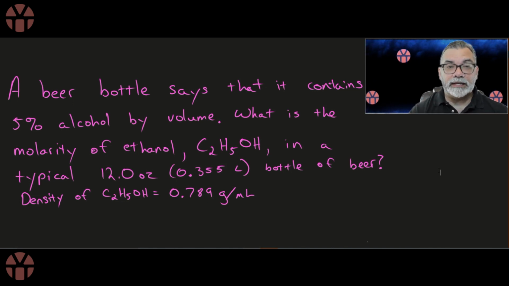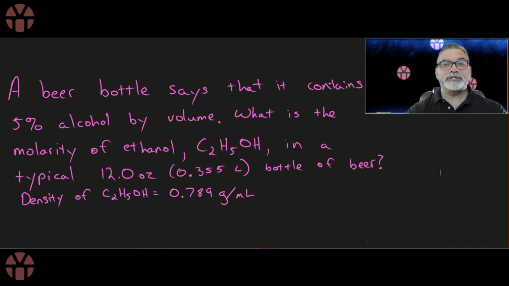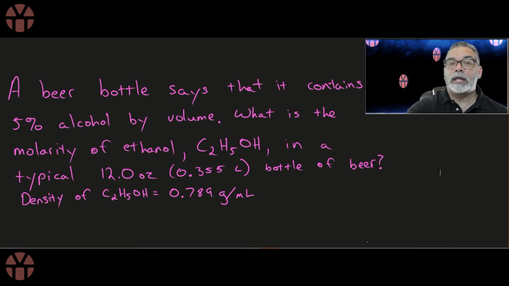So look, at the end of the day, the beer bottle has 5% alcohol by volume. We get it, that's not a lot. But how do I make that into a concentration, into a molarity? And that's where it can get a little bit tricky. So let's look at the steps.